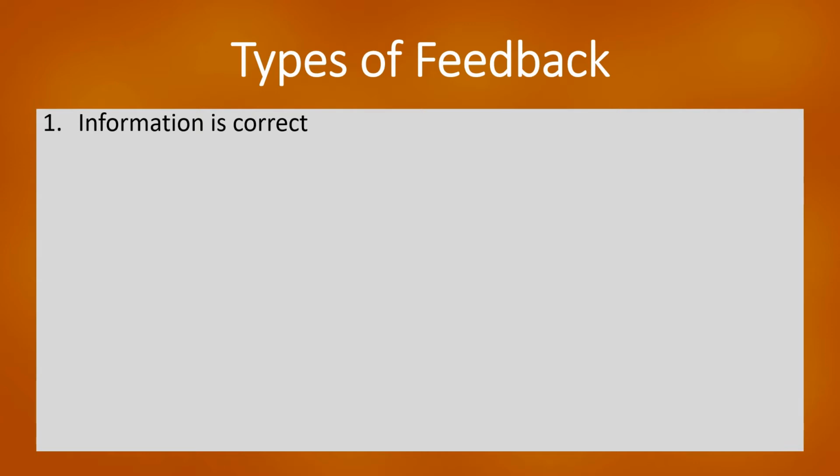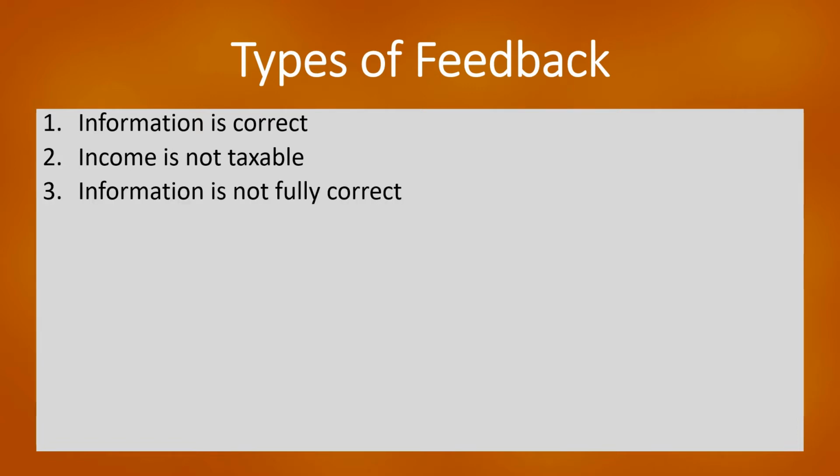I've just told you that a key thing about AIS is that we can submit feedback. Now let us see what types of feedback we are talking about. First one is information is correct. It is self-explanatory. It is not mandatory to submit feedback if the information is correct. Next one is income is not taxable. We can choose this if our income is not taxable. Third one is information is not fully correct. This means the information belongs to the taxpayer, but a part of it may not be correct. So we can choose this type to correct such errors.